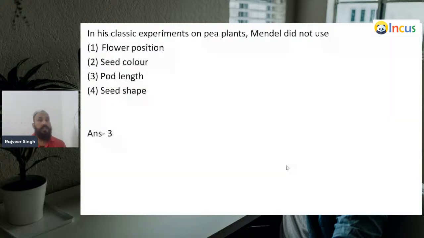Next question. In his classic experiment on the pea plant, Mendel did not use what? Flower position, not right. Seed color, this is not right. Pod length, yes. Pod length was not included in the list of Mendel's characters. Seed shape was included, so the answer will be the third.